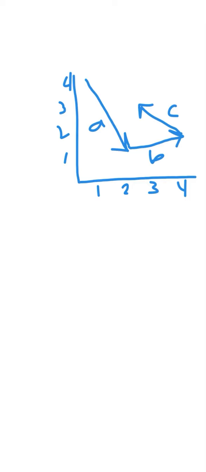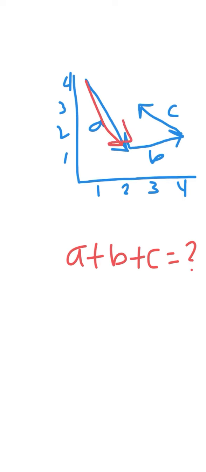Okay, so for question 6, we're asked to find the sum of vectors A, B, and C. So we can see here the vectors A, B, and also C. Now, in order to find the sum of these, what you would have to do is create a vector that will go from the tail of the first to the head of the last. This would be the sum, vector S.